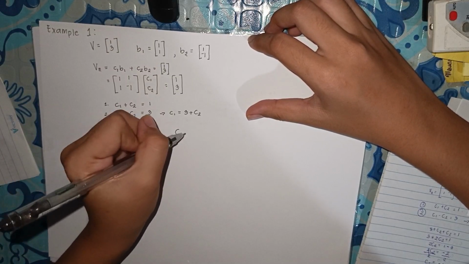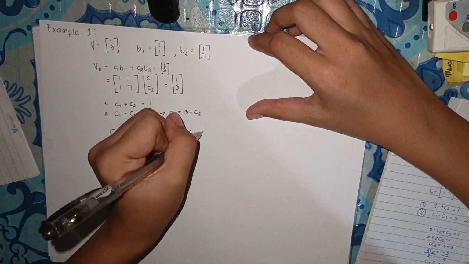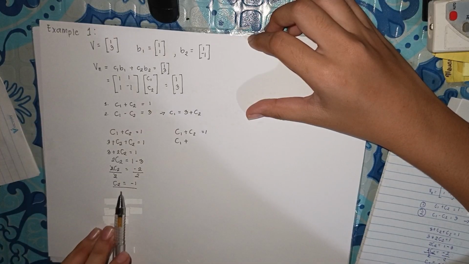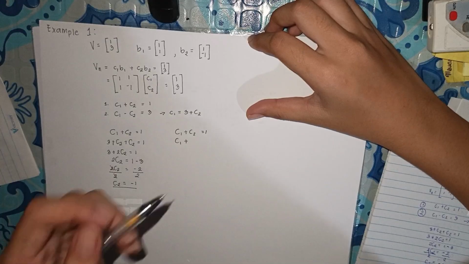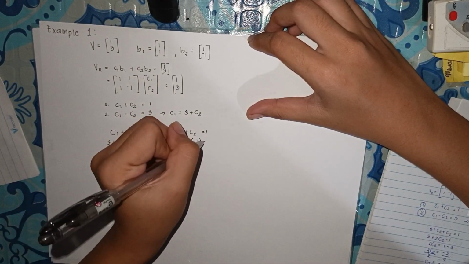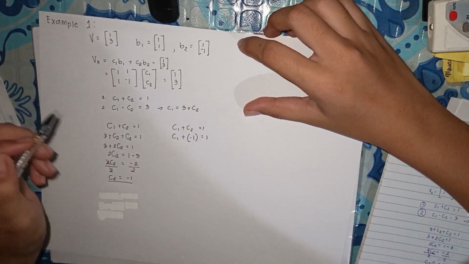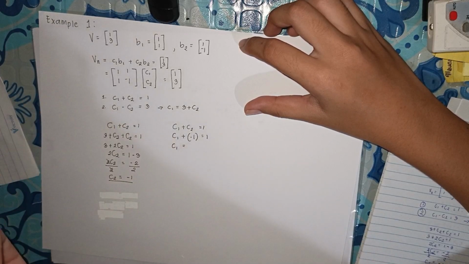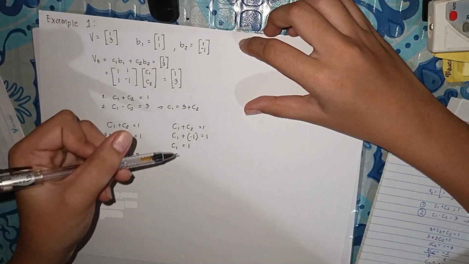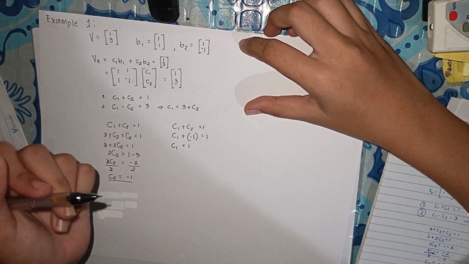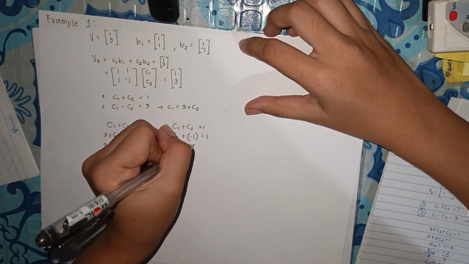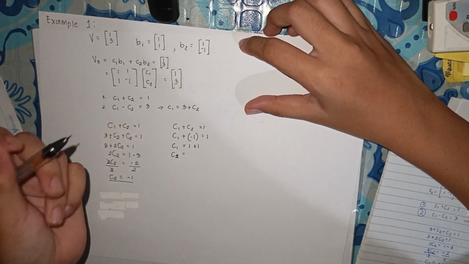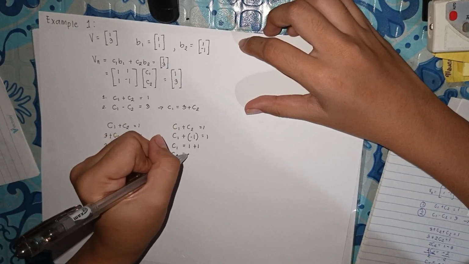So, C sub 1 plus C sub 2 is equal to 1. C sub 1 plus the value of C sub 2, which is negative 1, is equal to 1. Then, C sub 1 is equal to 1, then transpose negative 1 to the other side, it will become positive 1, so plus 1. So, C sub 1 is equal to 1 plus 1 is 2.